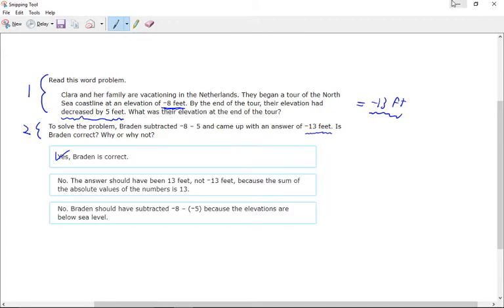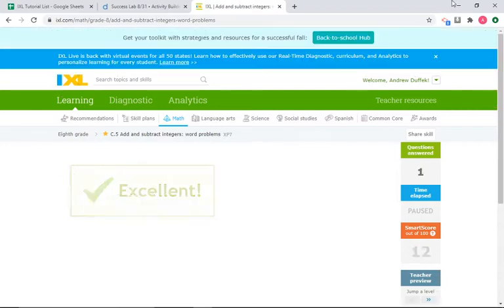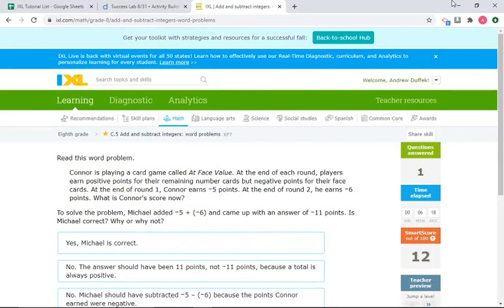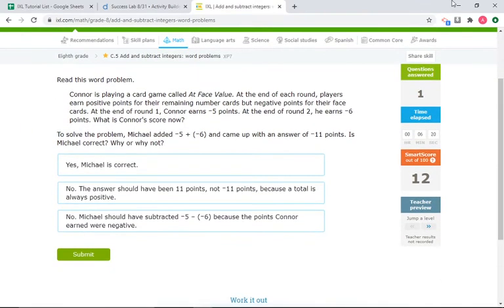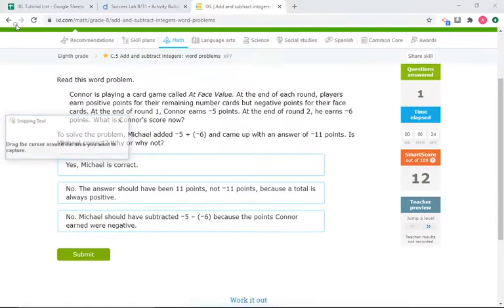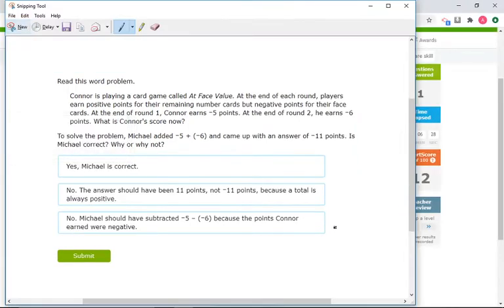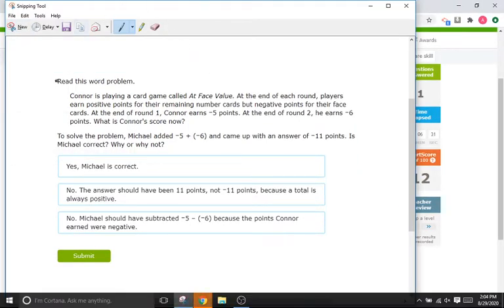So we're going to mark yes for this problem. So let's go back to IXL. We'll say yes, and that is going to be correct. All right. Now let's do this problem. And again, I'm going to go ahead and steal it. Okay, so same deal. We're going to read this first paragraph first, and then this paragraph second.